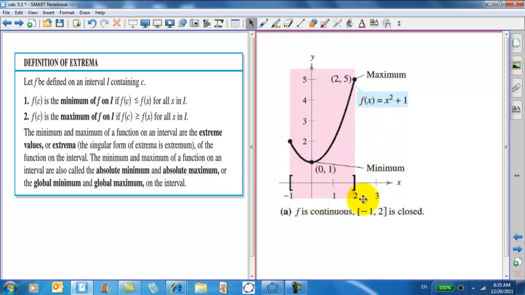So when we look at this example, it's a small interval on x squared plus 1. Notice that f is continuous, and we're looking at a closed interval, that is, -1 is less than or equal to x is less than or equal to 2. By closed, we mean we're including the endpoints of the interval. As a result, we consider (2, 5) our maximum point on the interval because it has the highest y coordinate. And (0, 1) is the minimum because it has the lowest y coordinate.